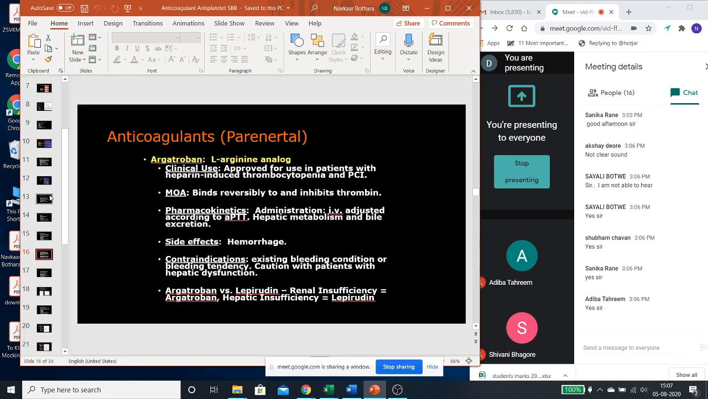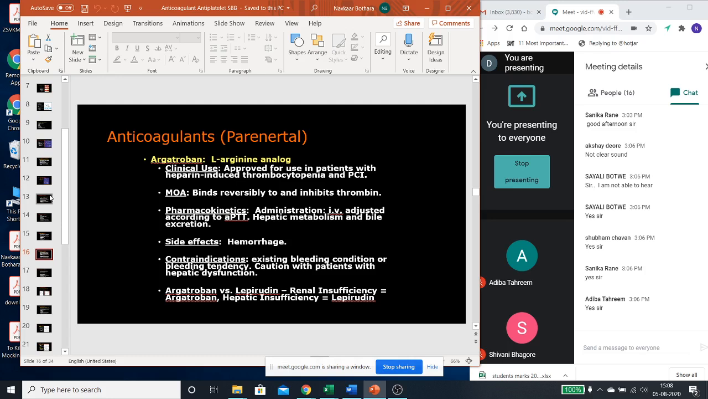We have seen the mechanism of coagulation, and we have seen that when it goes beyond physiological levels, it causes problems, and that leads to obstructions in blood flow and consequent ischemias and organ problems. So, the next agent in this class, the anticoagulant class, is ergotroban. It is an L-arginine analog.